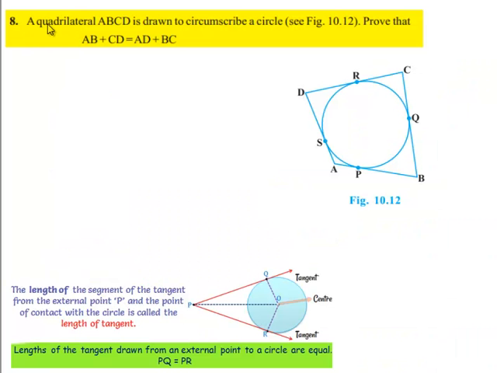Moving on to 8th question. A quadrilateral ABCD is drawn to circumscribe a circle. Prove that AB plus CD is equal to AD plus BC. Now moving on to solution.